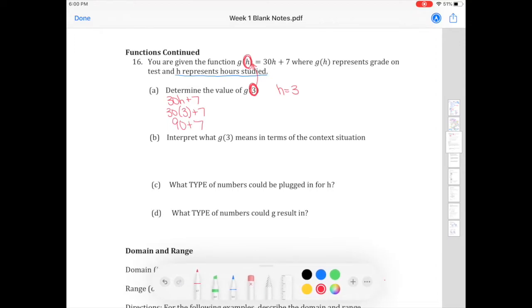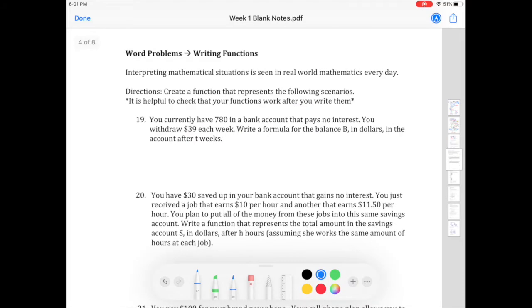Now I PEMDAS that by multiplying first. 30 times 3 is 90, and I bring down the plus 7. And then 90 plus 7 is my last step, which is just 97. So again, input is 3, output is 97.